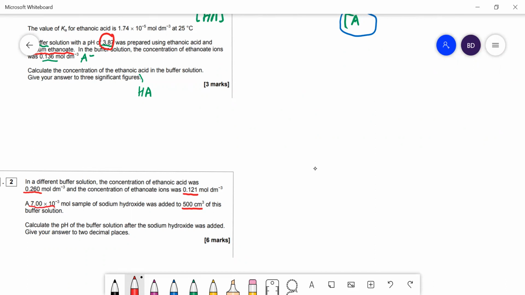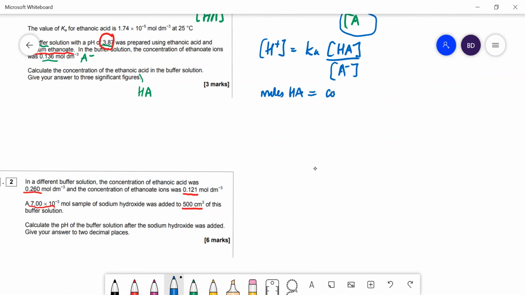So I said whenever we do a buffer calculation, I always like to rearrange the Ka expression to give us H plus as the subject, so we get Ka HA over A minus. Now what I'm going to do here is not use the concentration, I'm going to work out the moles of HA. So moles of HA is equal to the conc times volume.